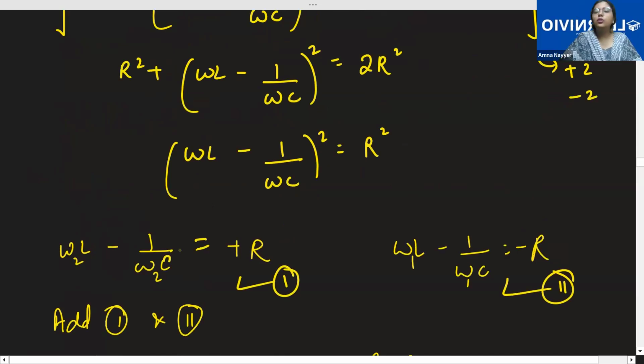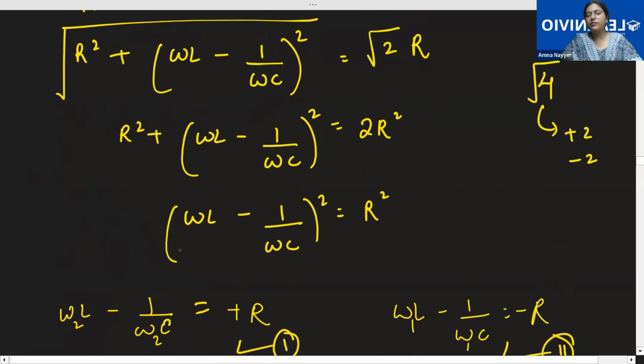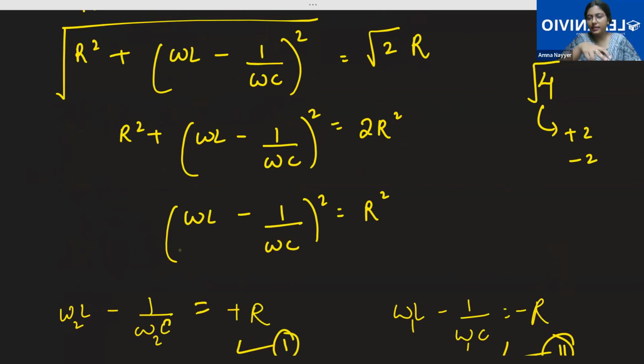See, whenever you have the root values, you have one as positive, other as negative. We usually ignore the negative one for most of our calculations, but the negative sign is also there. I hope you know root 4, or anything which has a root value, root 16 is actually plus 4 and minus 4. So right now, because we need two frequencies, we are including both of the root values, plus R and minus R.